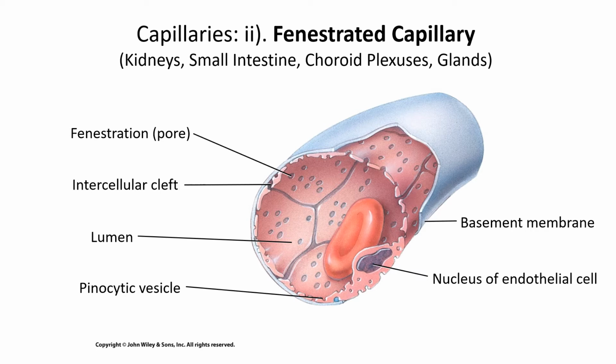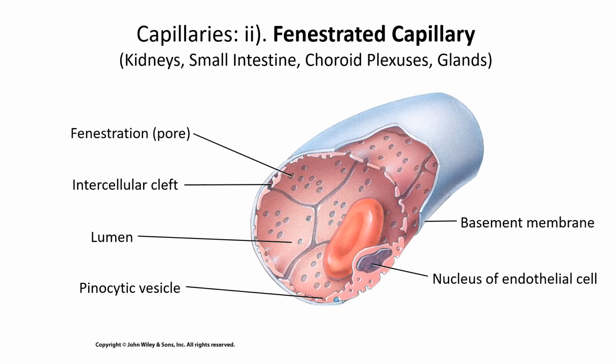So we see them in the kidneys, because at the kidneys, we need to get rid of waste products that may be fairly large in size. We see them in association with the small intestine. The small intestine is absorbing food molecules, and they can come into the bloodstream more quickly with these fenestrations.